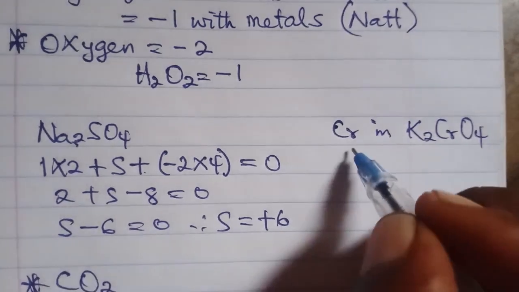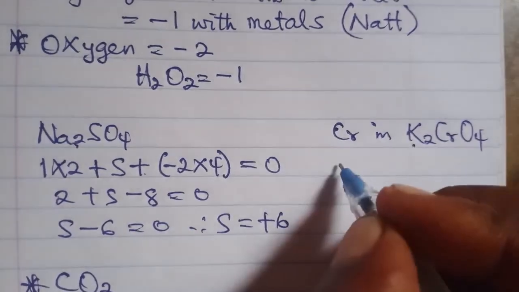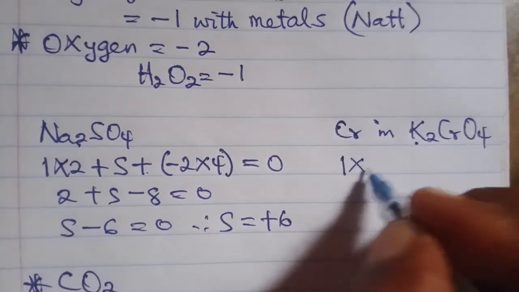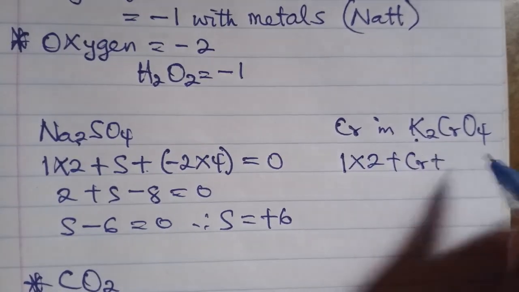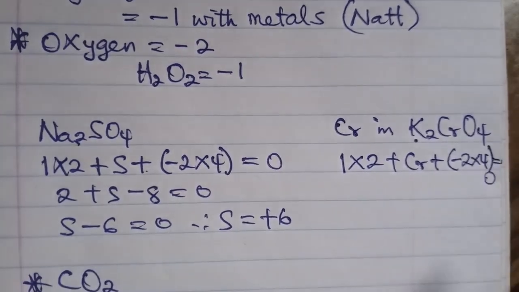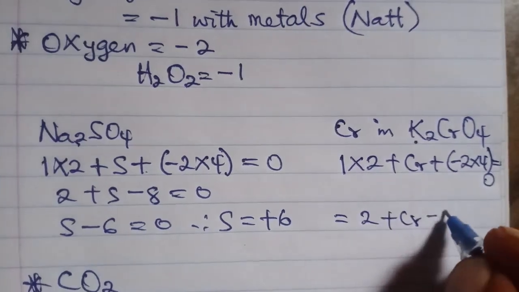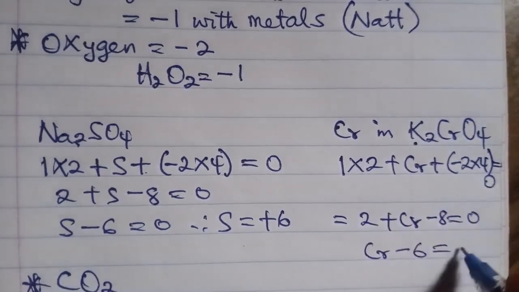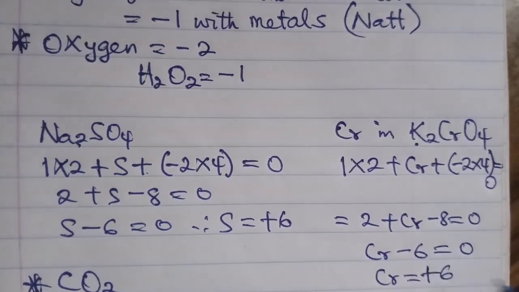Let's find the oxidation number of chromium in this compound. The oxidation number of potassium is 1, as it is in group 1. So 1 times 2, plus the oxidation number of chromium, plus oxygen, which is negative 2 times 4, equals 0. So we'll have 2 plus chromium minus 8 equals 0. So chromium minus 6 equals 0. Therefore, chromium equals plus 6.